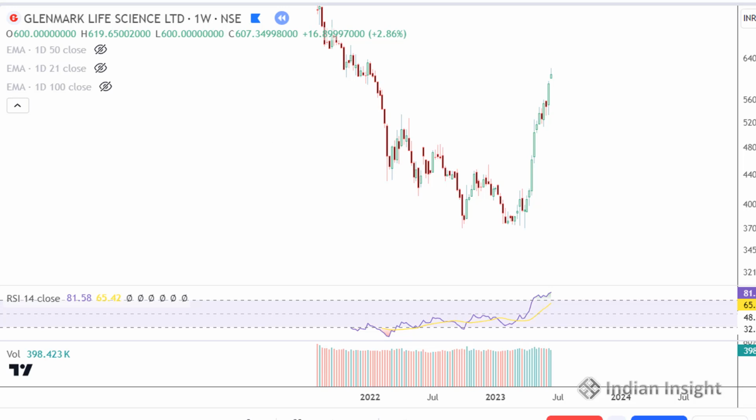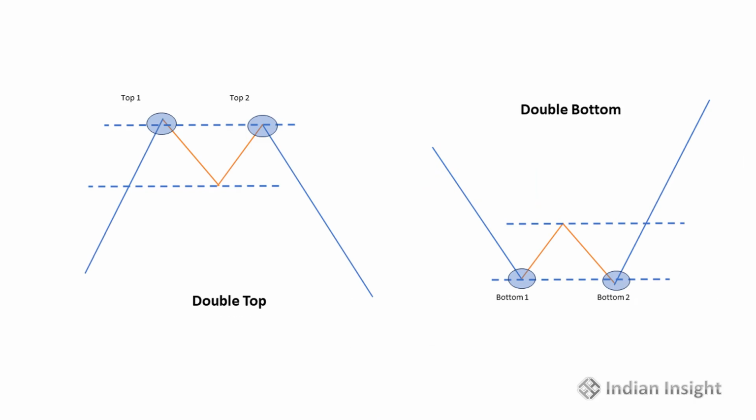And there you have it, guys. You are now equipped with knowledge to identify and trade the double top and double bottom patterns. Remember, successful trading is about consistent practice and risk management. I recommend that you test these strategies and refine them to suit your trading style.